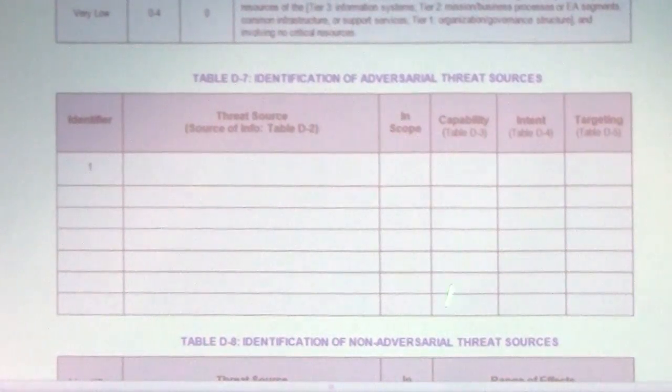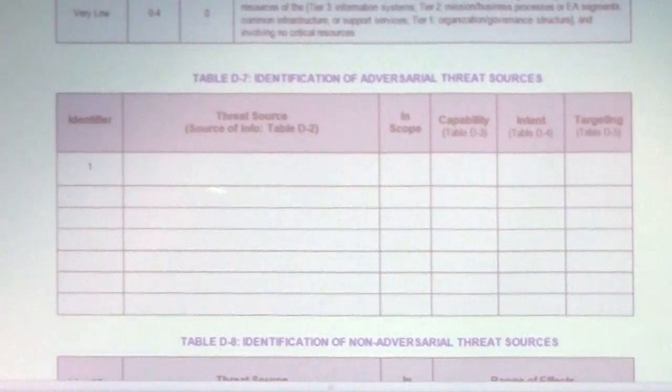But the in scope column just means you might end up putting some threat sources down here, and then after discussion or after talking about your threat events, you might double back and note that it's not really in scope. Maybe it's not at the system level. Maybe it's just not really a threat in the end after you look at threat events and vulnerabilities.